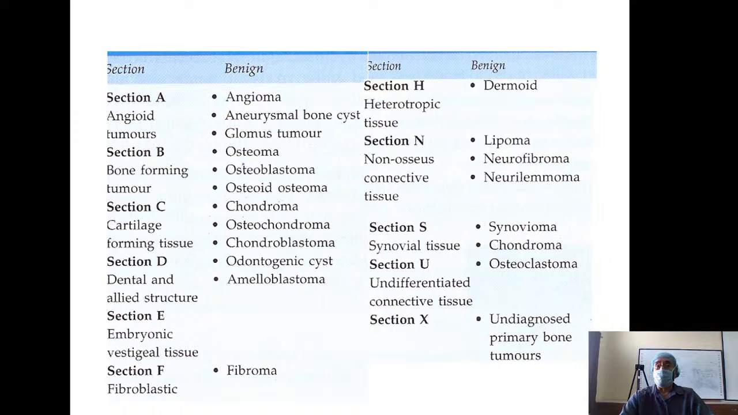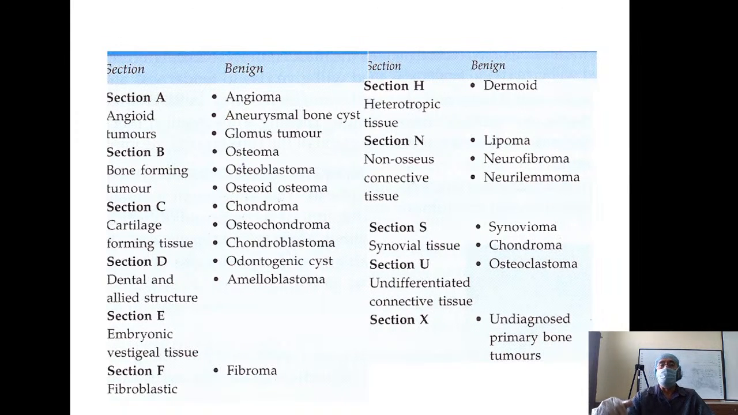So if the tumor is arising from synovium, then the cell of origin is synovial tissue, and it could be a synovioma, or a chondroma can also be seen from synovial tissue, or undifferentiated connective tissue can lead to osteoclastoma or a giant cell tumor. So we will discuss all these things as and when we come to them one by one. So this is a general idea about the cell of origin of so many names.